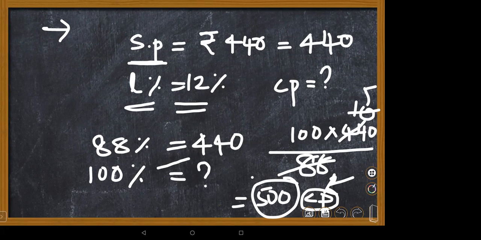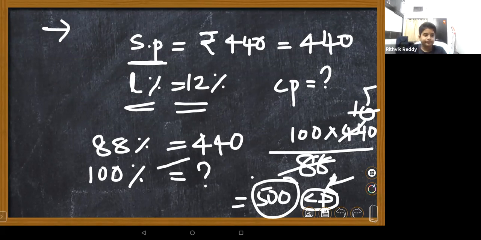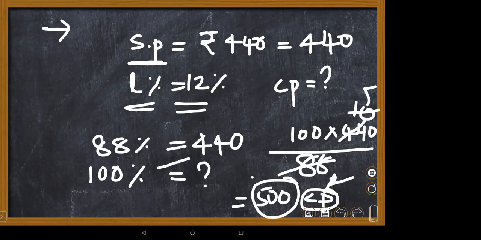12% you need to subtract from 100, then you will get 88. 88% is equal to 440, which means you need to find out 100%. So for that you do cross multiplication with 440. If you take this as x, we know the ratios and proportions technique, so use it and solve the sum.